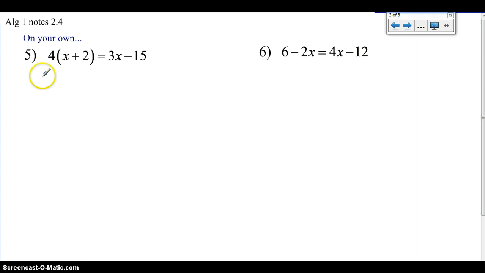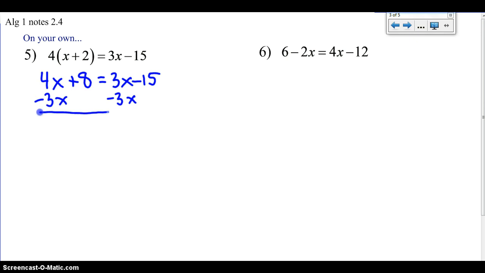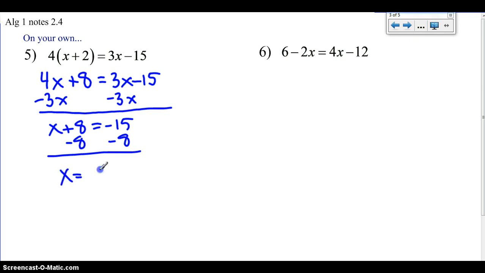And I'm back, and I will work through these reasonably quickly here. Distribution tells us that 4x plus 8 equals 3x minus 15. Again, we'll subtract, moving our variable to either the left or the right side, your choice. And then finally we can subtract, and we have our solution.